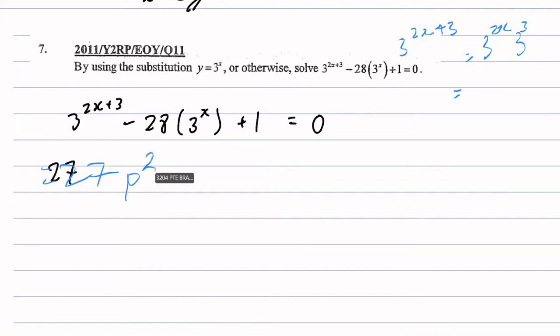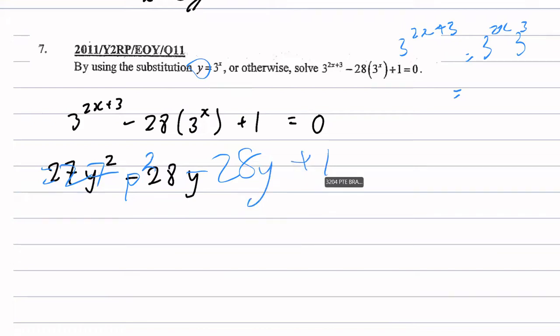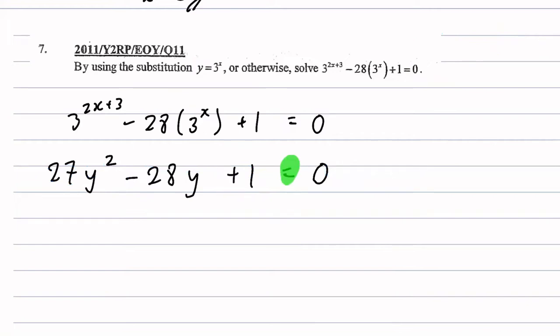y squared minus 28. I mean not p, I mean y. Oh yeah, sorry, I didn't catch that also. Okay, y squared minus 28y plus 1 equals 0. Yes. The equal sign is over here. Don't put the equal over there.